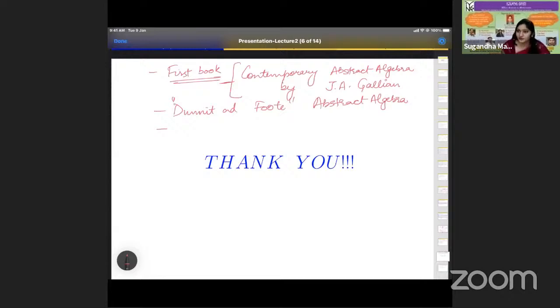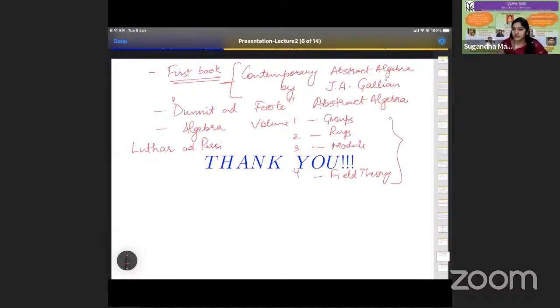And then for an even better grip over the concepts, and also for preparing for interviews, for algebra there are these books by Luther and Passi. You have volumes 1, 2, 3, and 4. The first is groups, the second is rings, then modules, and then field theory. These books let you understand these topics in even more detail. So you get some understanding from Gallian, and then you can solve more exercises from these.